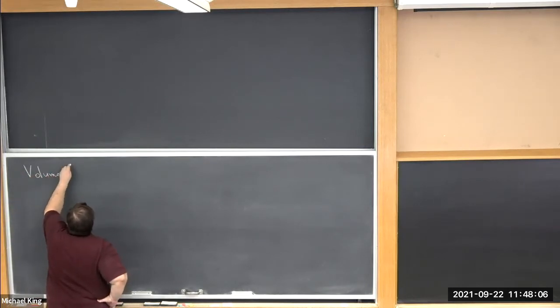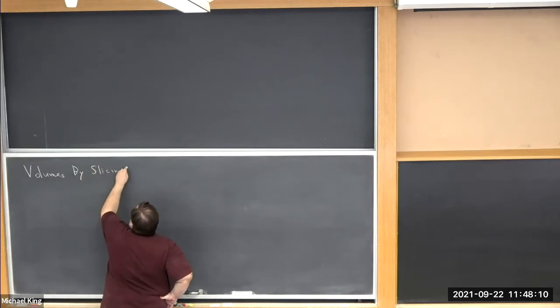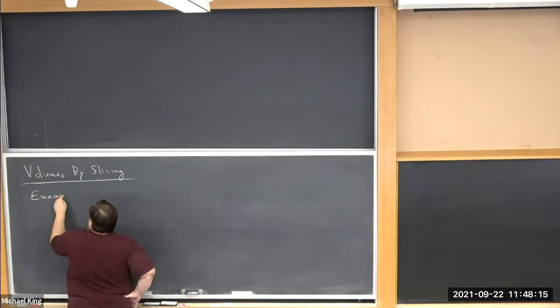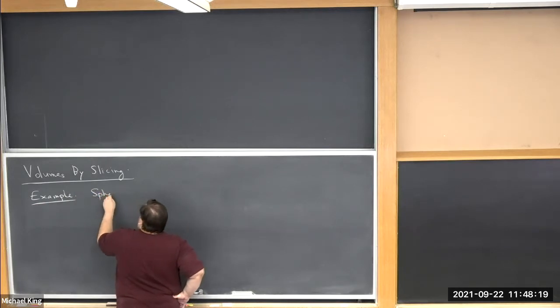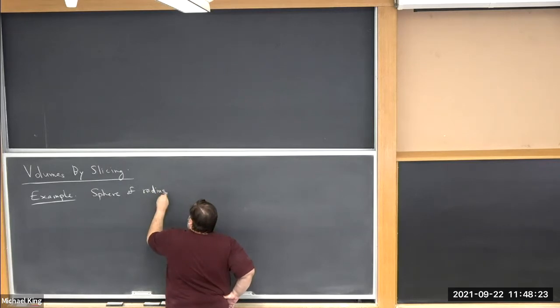Volumes by slicing. So let's just do an example of a sphere. I don't remember what radius I used in the video. Doesn't really matter. Let's just say radius. Let's say radius 3. Why not?